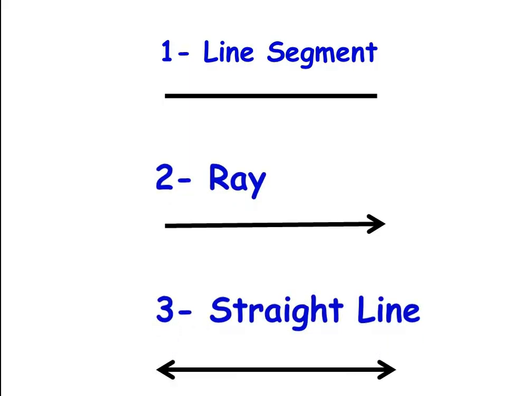As for the line segment, we have a starting point and we have an ending point. For the ray, we have a starting point, but we have no ending point. As for the straight line, we don't have a starting point or an ending point.